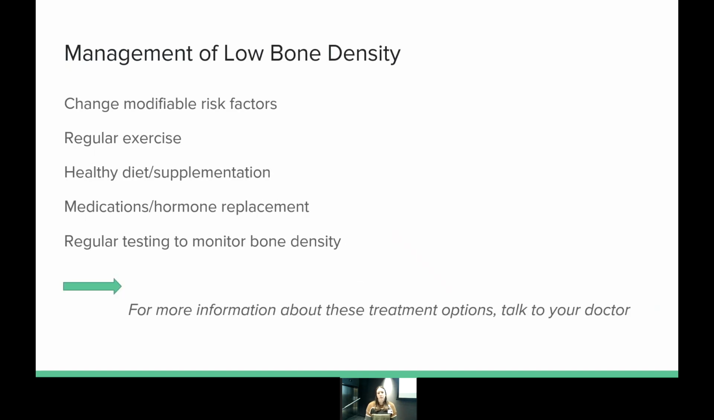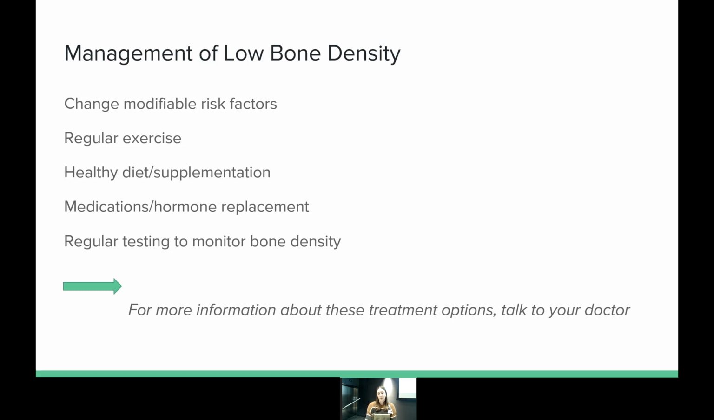So for management of low bone density in adults, this centers around the prevention of further bone density loss and the prevention of getting a diagnosis of osteoporosis. First of all, we can change certain modifiable risk factors like quitting smoking, also getting regular exercise, having a healthy diet, possibly including some supplementation of vitamins. In rare cases, you might need medication or hormone replacement to treat osteoporosis. And then make sure you get regular testing to monitor the bone density.